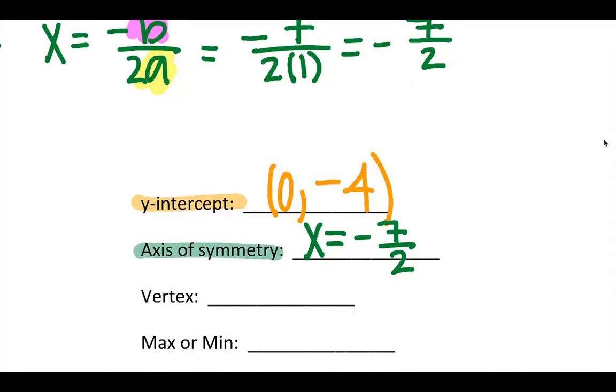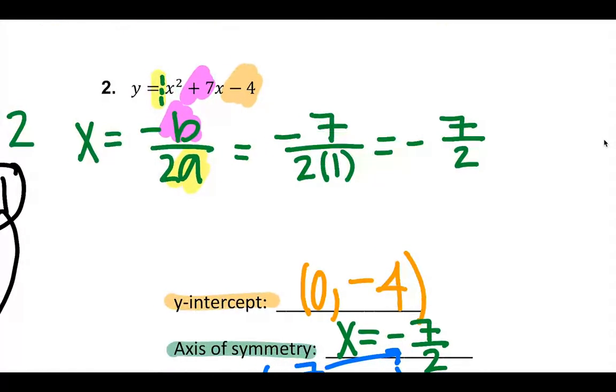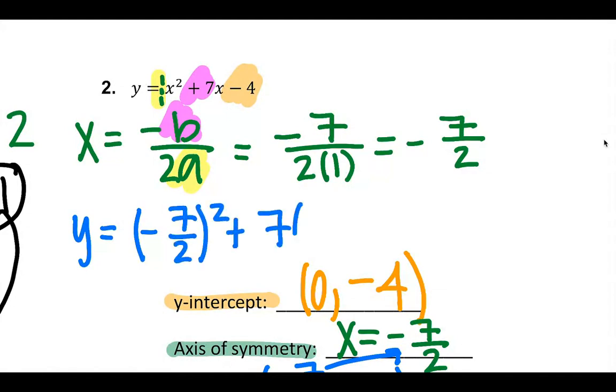When I go to do the vertex, it's going to be negative 7 over 2. Again, I'm getting that from this, comma. I've got to go plug back in. So I use y equals negative 7 over 2 squared plus 7 times negative 7 over 2 minus 4.